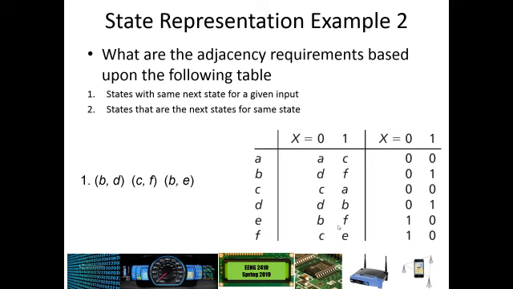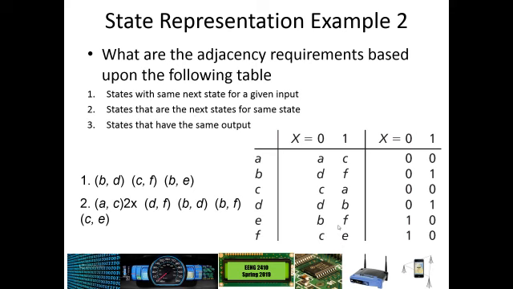Guideline 2 says states that are the next state for a given state should be adjacent. So we want A and C, D and F, A and C again, D and B, B and F, and C and E. And so here we have our adjacencies based on that. And then guideline 3 says states that have the same output. And so you'll notice that A and C both have the same output for both x equals 0 and x equals 1. B and D both have the same outputs across the board, and E and F. So we might want to make those pairs adjacent as well.